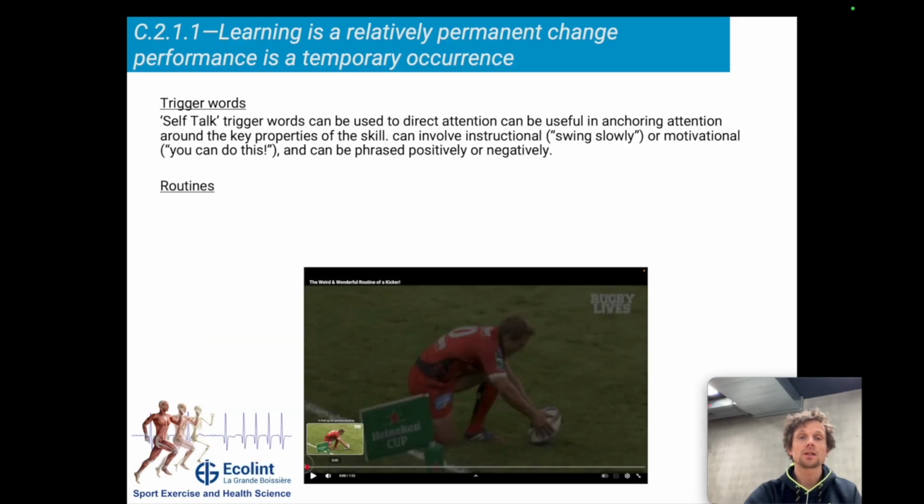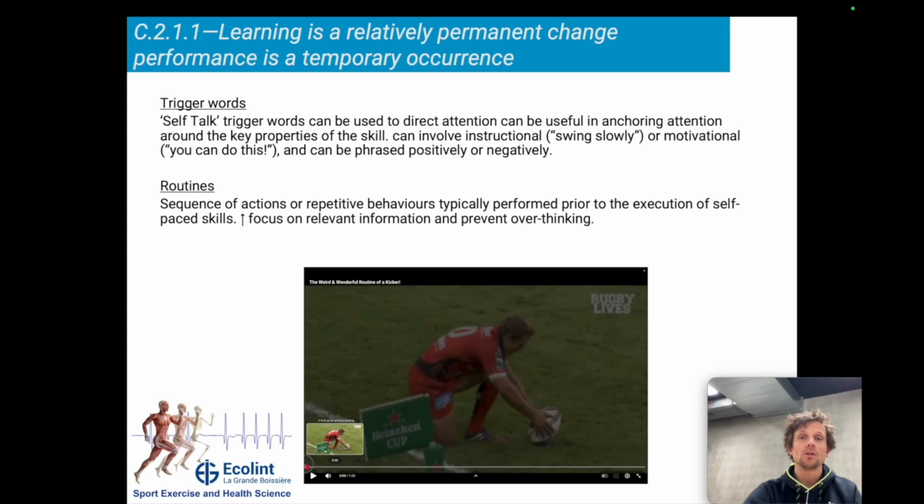Next up, we can consider performance routines which can be used in order to increase our concentration. What we mean here is that we perform a series of repetitive behaviors, typically right before we execute a skill. The idea here is that it increases focus on relevant information, prevents overthinking, and increases feelings of control and comfort.